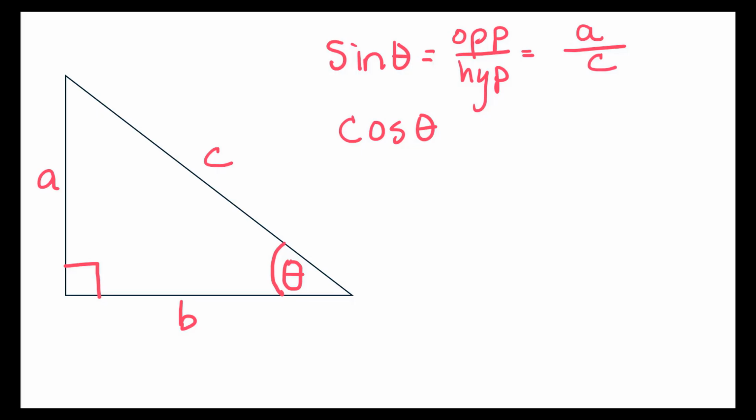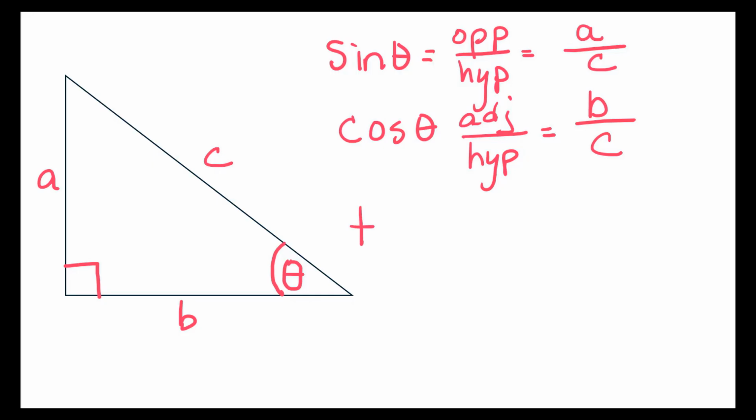All right, so the cosine of this angle theta is the adjacent side, that is the side that's right next to it. So adjacent side over hypotenuse. So in this triangle, you've got theta, the side right next to theta is the adjacent side, which is B, and the hypotenuse is still C. The hypotenuse is always the longest side of the right triangle.